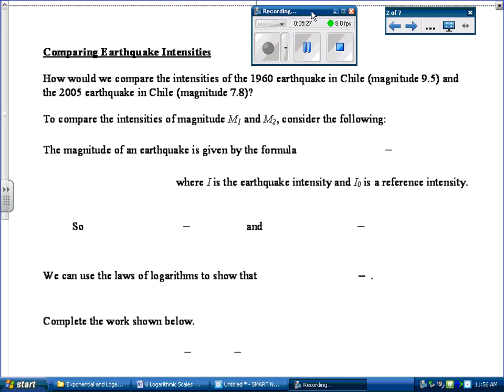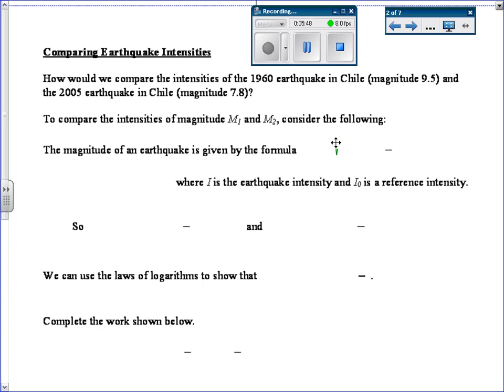So how would we compare the intensity of the 1960 earthquake in Chile, which is magnitude 9.5, and the 2005 earthquake in Chile, which was 7.8? To compare the intensities of magnitude M1 and M2, we're going to consider the following. I know that on the sheet I've printed out, the formulas are there, but my smartboard doesn't like bringing up the formulas, so I'm just going to fill in what we're missing here. So this is M is equal to log of I divided by I naught, where I is the earthquake intensity and I naught is some reference intensity.